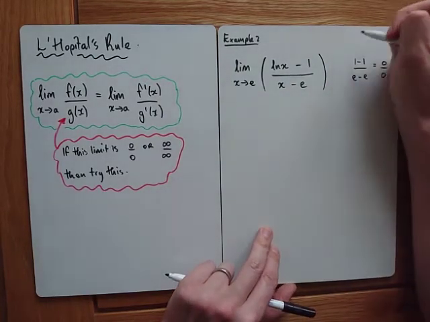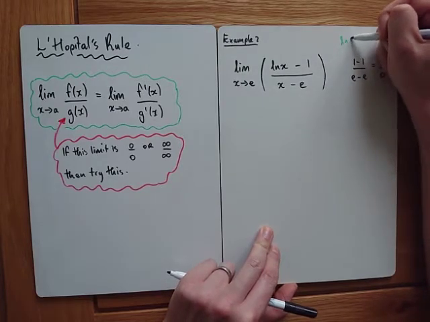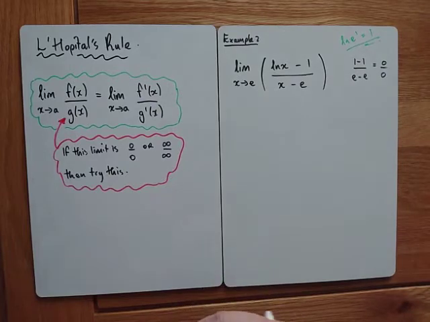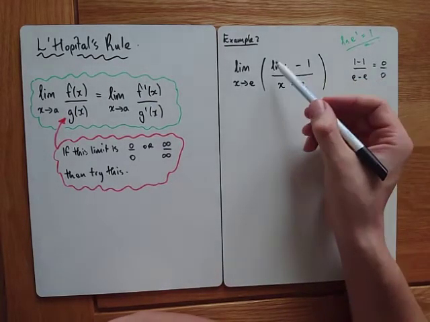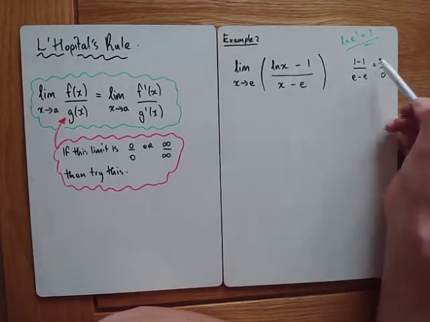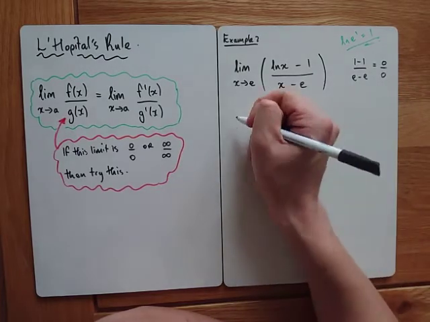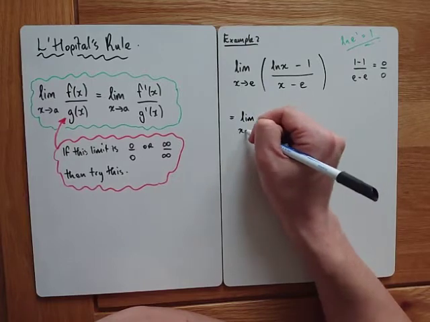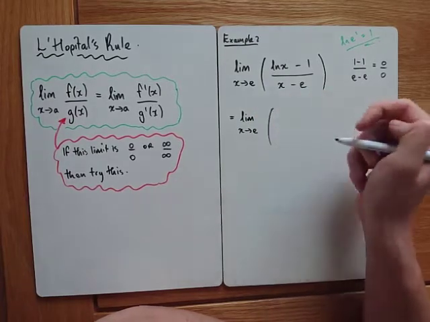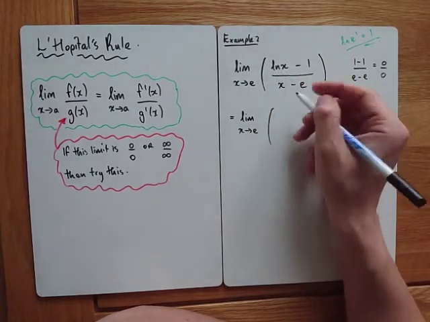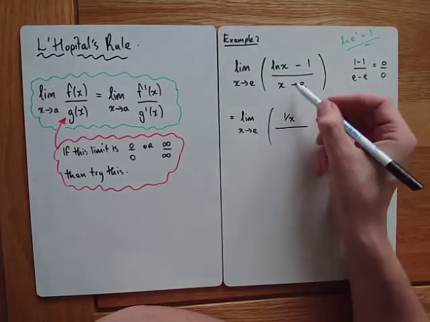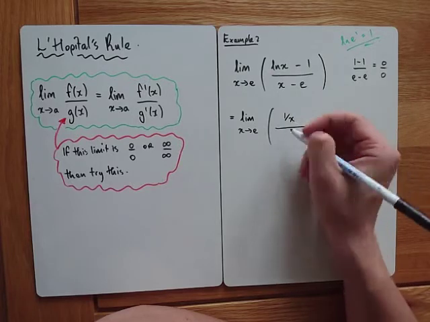Sometimes people get a bit freaked out by that. ln of e to the power 1 is just 1, isn't it? So this original limit that we're being asked about is 0 divided by 0. So instead we could say that's the same as the limit as x tends towards e. The derivative: if you differentiate ln x, you get 1 over x. Differentiate 1, it becomes 0. Differentiate the bottom, x becomes 1.